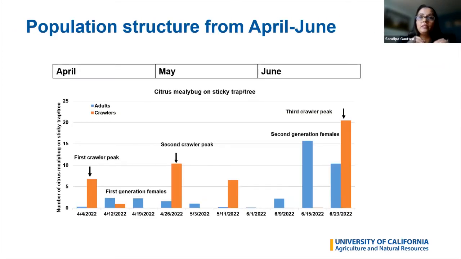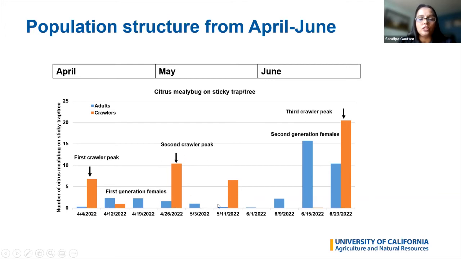Now, looking at the same data from a different perspective, what I did was I combined all the adult and crawler data caught on the traps in different weeks. And this is how the population structure looked from April to May. We first started seeing crawlers in the first week of April. That was our first crawler peak, probably from overwintering eggs and females from the earlier season. Then a week following that, we started seeing the first generation of females, which lasted about a couple of weeks until the first week of May. In the last week of April, we saw a second crawler peak.